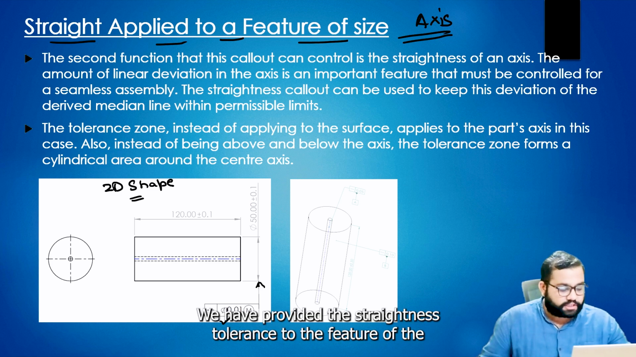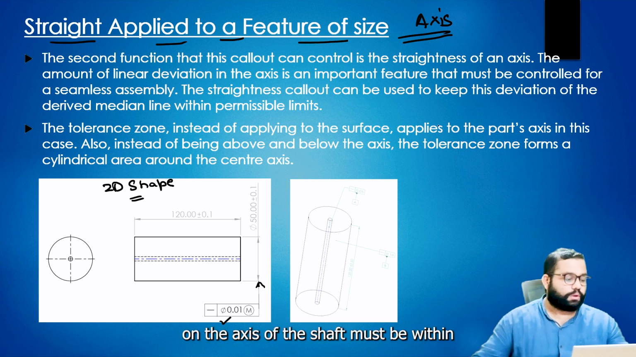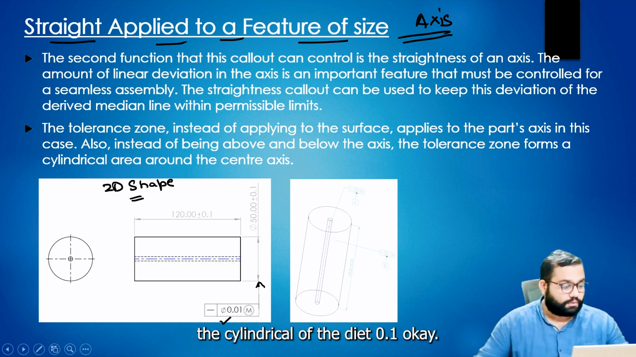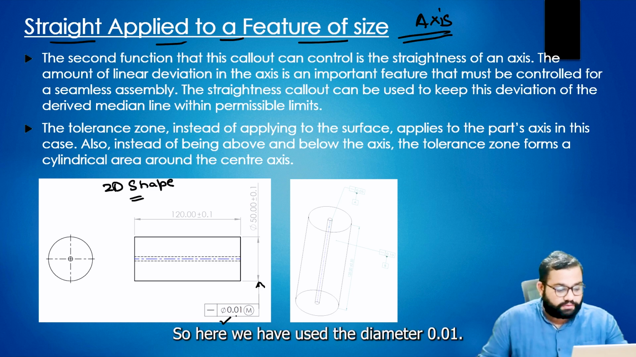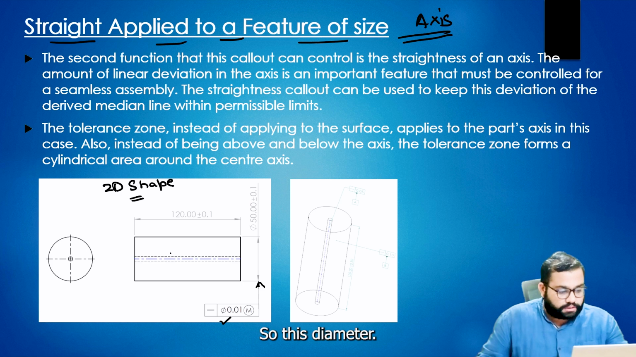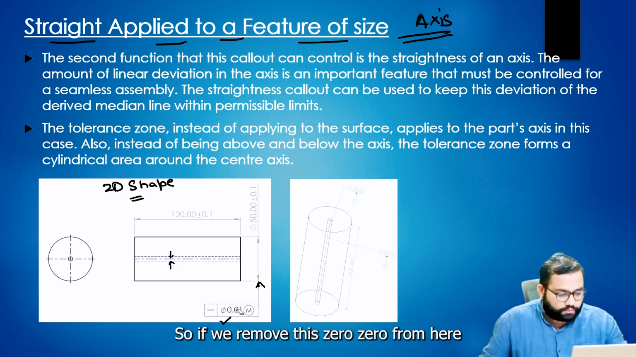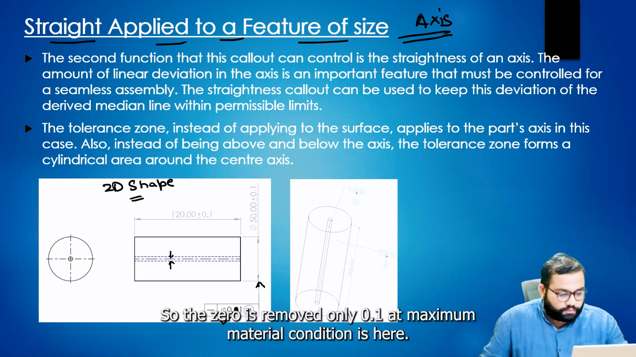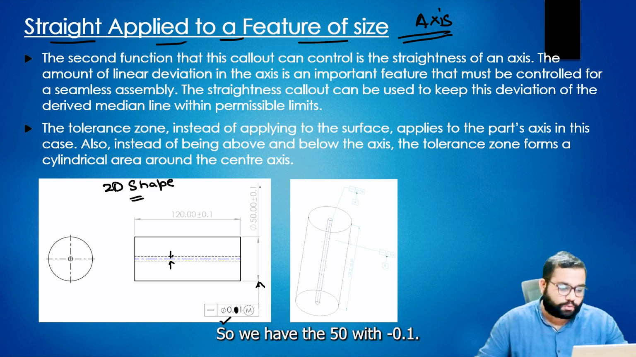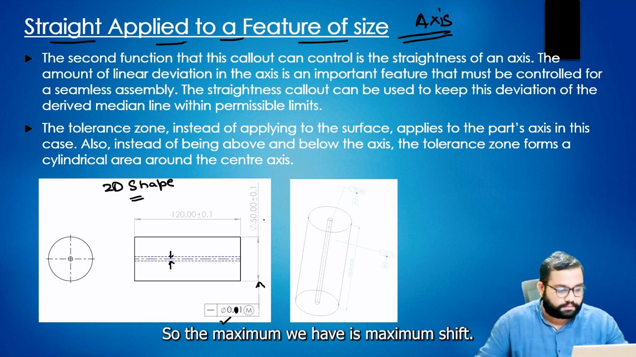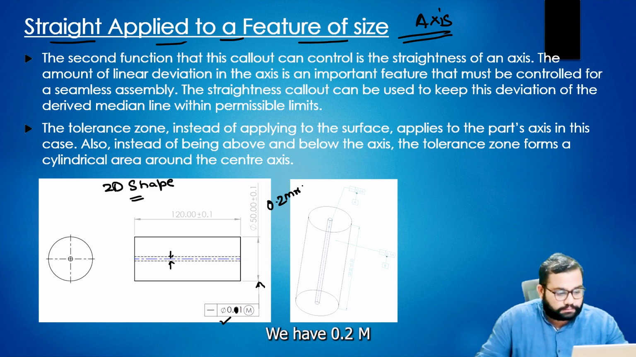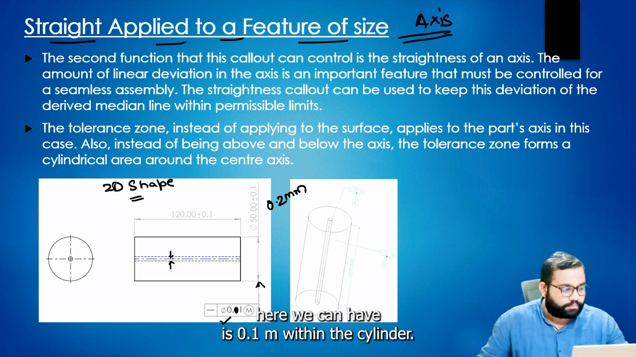We have provided the straightness tolerance to the feature of size: the axis of the shaft must be within a cylinder of diameter 0.1. Here we have used the diameter 0.1. If we remove this 0, only 0.1 at maximum material condition is there. So we have 50 plus minus 0.1. The maximum shift we have is 0.2 mm, and the minimum shift we can have is 0.1 mm within the cylinder.